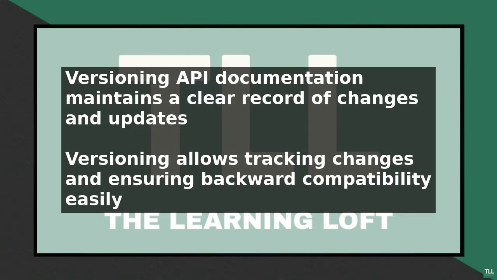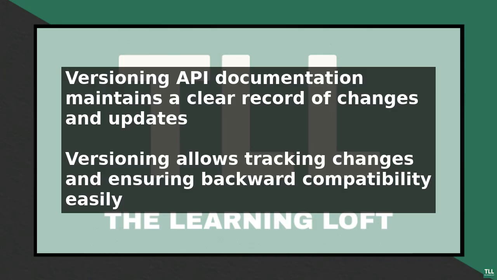Versioning Build.com API documentation is crucial for maintaining a clear and organized record of changes to the API. To version the API documentation, start by understanding the importance of versioning and its benefits. Versioning allows developers to track changes, ensure backward compatibility, and provide a clear history of updates.